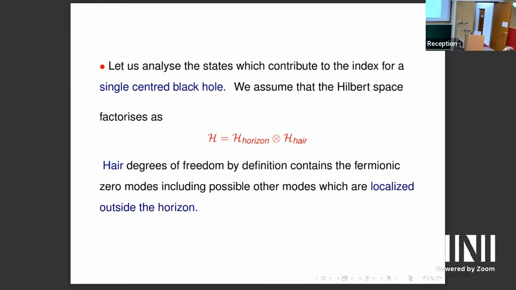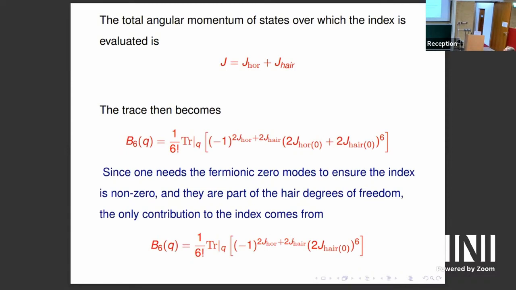Now, let's look at the index. The index actually counts everything. It counts not only single-centered black holes, but also multi-centered ones and the hair, everything together. So let's first focus on the single-centered case and only look at this hair contribution. The angular momentum of the states will be the sum of the horizon and the hair contributions, and so you have this particular formula. This part has no hair degrees of freedom because it is just the horizon; it does not have zero modes. So this part comes only from the hair, and the formula reduces to this.